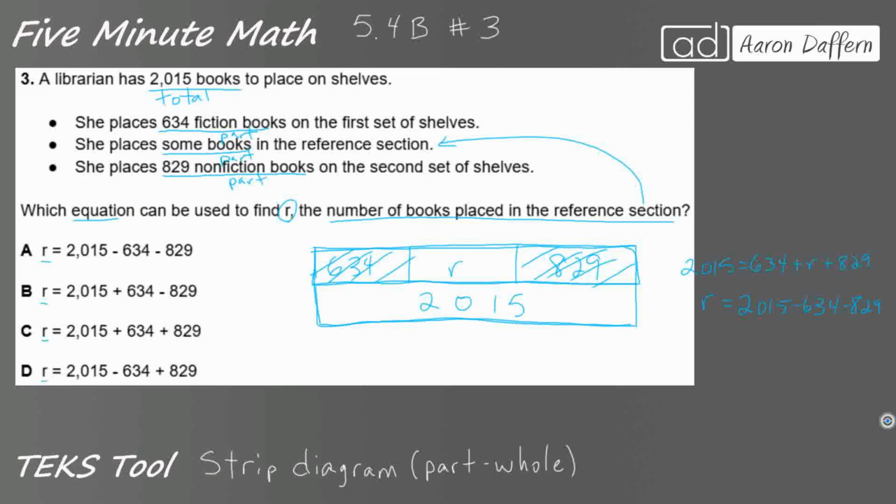A variant of this could use the order of operations. You still start with your total, and then you subtract the sum of 634 and 829. That does the exact same thing. You just add first and then subtract, rather than doing two smaller subtractions. Either of these work. It looks like we're not going to use this second one. It looks like we are going to use this first one. And look right here, I've got 2015, and I've got two separate subtractions. That's going to get me my remainder of R. These other ones don't work because they have addition, and we're not doing that for R. So my answer is A.